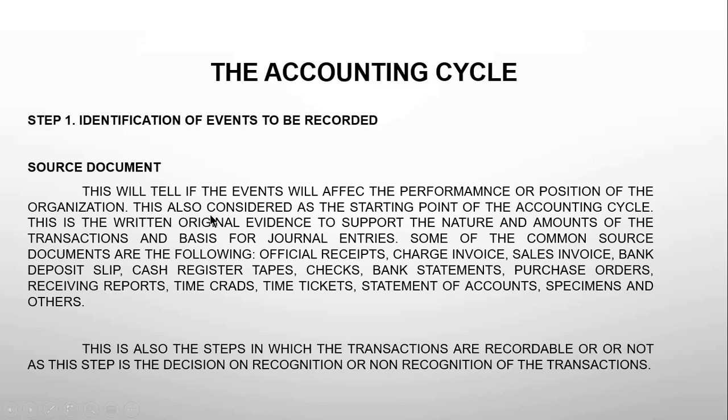This is also considered the starting point of the accounting cycle, because this is the written original evidence to support the nature and amount of the transactions and the basis for journal entries. Of course, you cannot just prepare a journal entry, recording an activity that affects a certain account, without any evidence to it. So we should have evidence to prove that the transaction really exists.